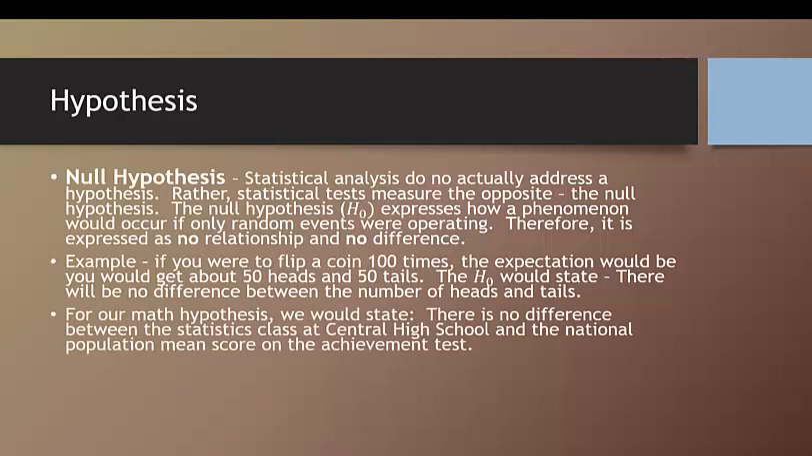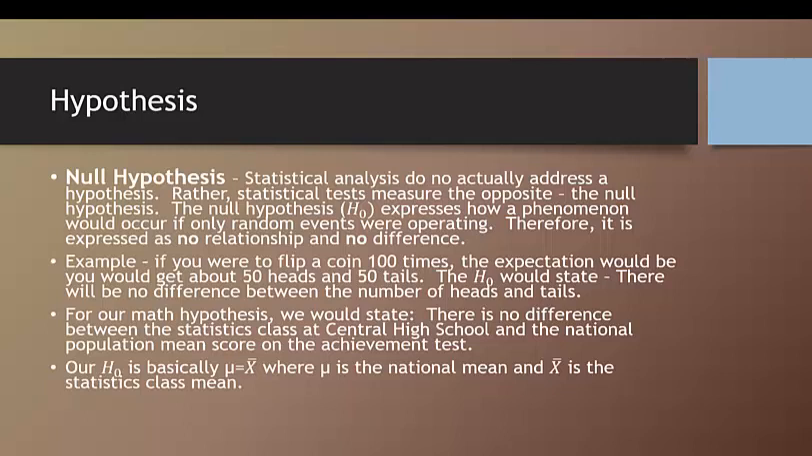For our math students at Central High School, we would state there is no difference between the statistics class at Central High School and the national population mean score on the achievement test. Or probably there's no difference between the mean score of students in the statistics class at Central High School and the national population mean on the same test. Okay? Our null hypothesis, we're basically saying mu equals x bar. In other words, our population mean is equal to our sample mean. And that if these two are equal, then there is no difference.